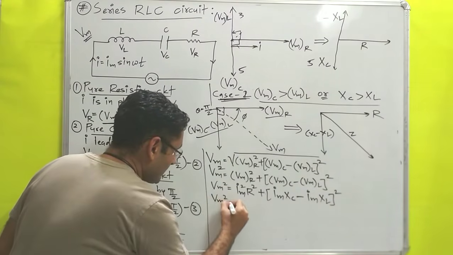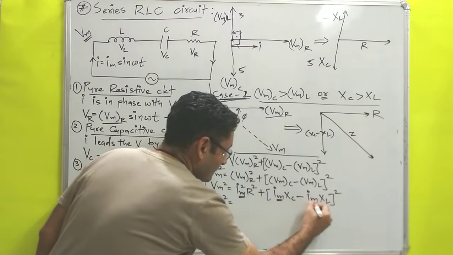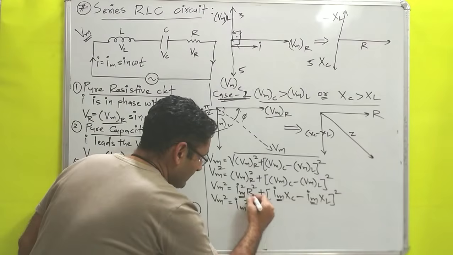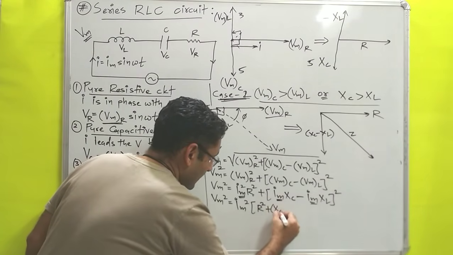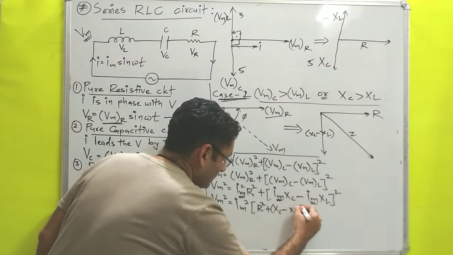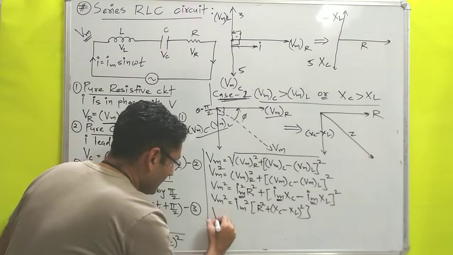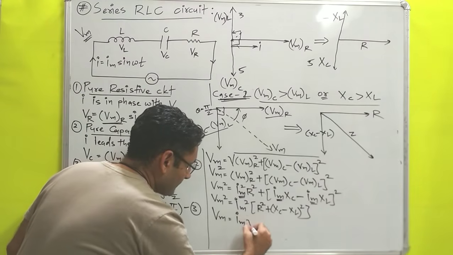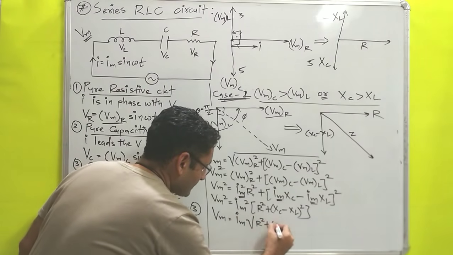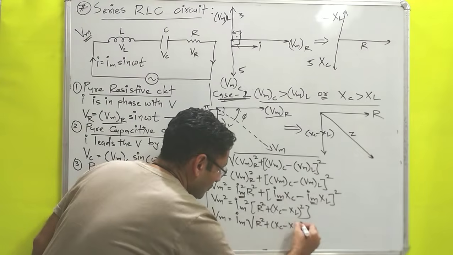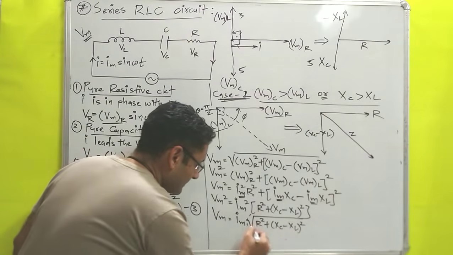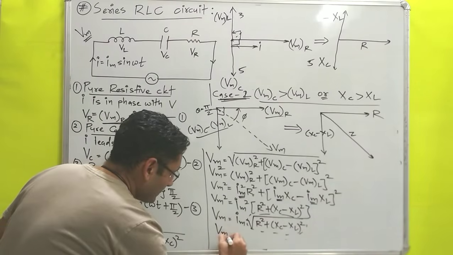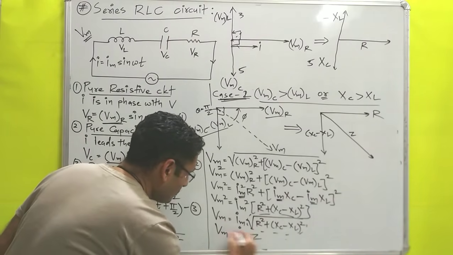So Vm squared is equal to Im squared. Taking Im squared common, Im squared multiplied by R squared plus XC minus XL, whole squared. So I will find Vm: Vm is the square root of this, Im multiplied by the square root of R squared plus XC minus XL whole squared. This term is known as Z, so Vm is equal to Im into Z.